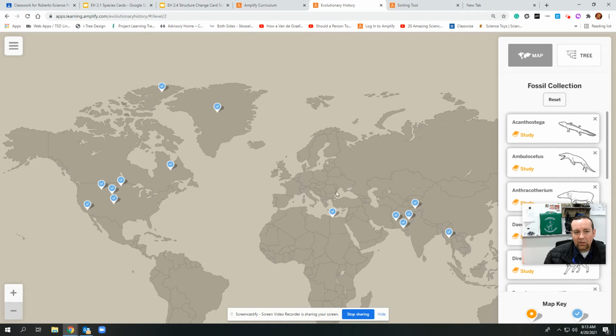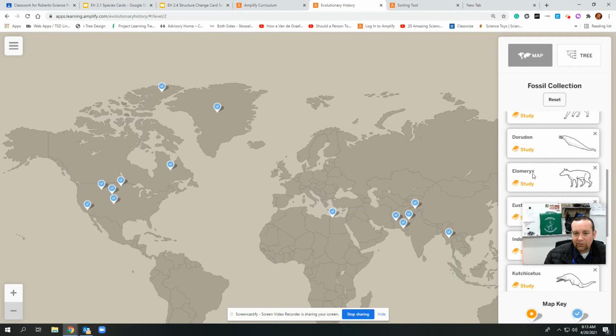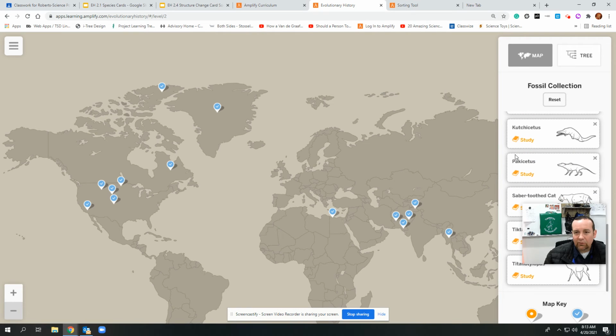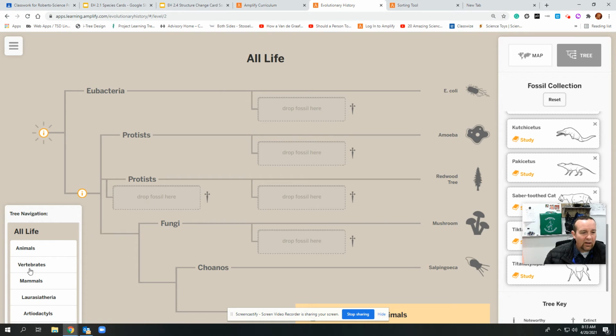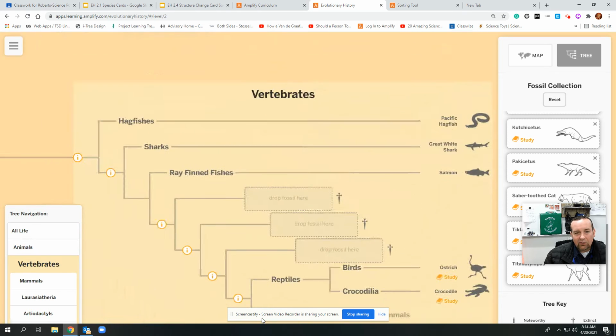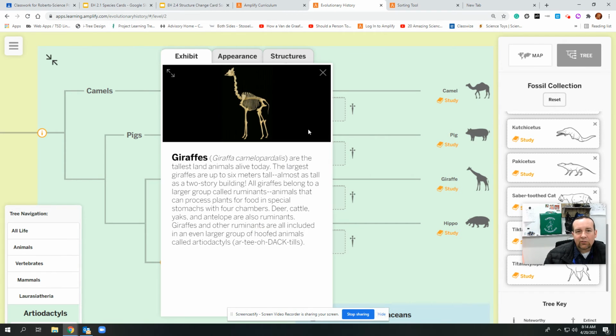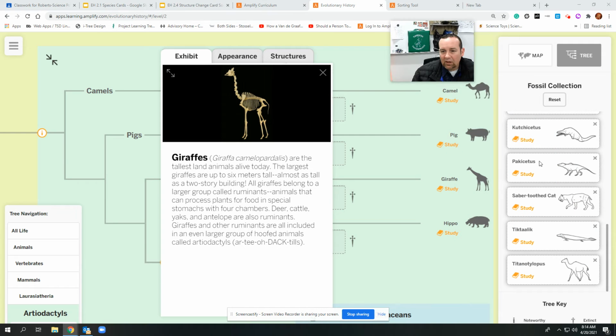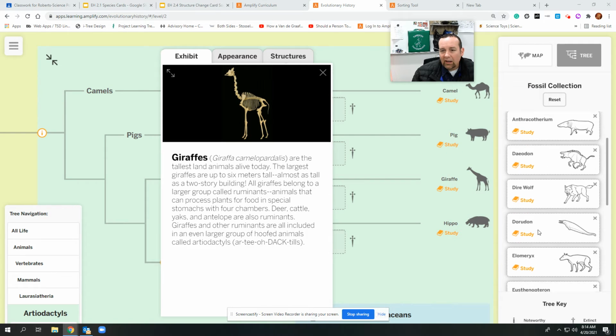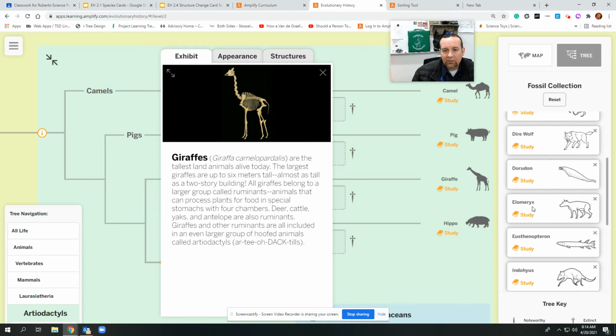We can hunt around in here, but the critters that we're after are already in our collection, except for, of course, the giraffe, because it's not a fossil. So we do need to open our tree. And we need to go to our Artiodactyls. So we're going to click this, and it's going to zoom us all the way in, and here we go. Here's our giraffe. So let's take our giraffe, and let's open it up. And then let's go ahead and find our Elamyrex.